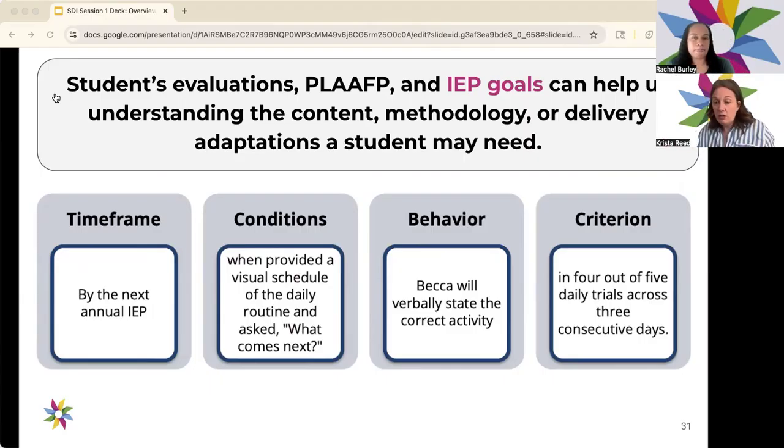The methodology by which they do this, again, they might do a little bit of research to ask what are some effective ways of teaching a student to use a visual schedule? And that might help give them some clues around the content and methodology needs for a student who needs to accomplish this goal.